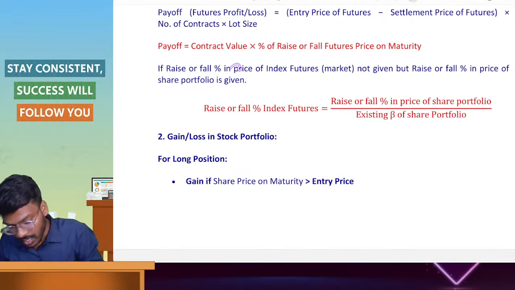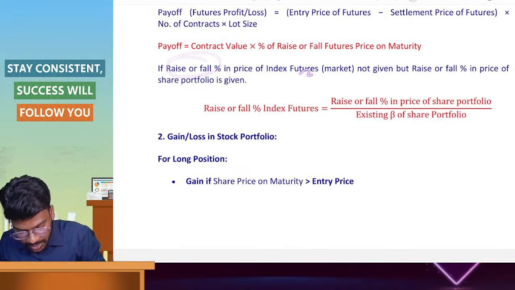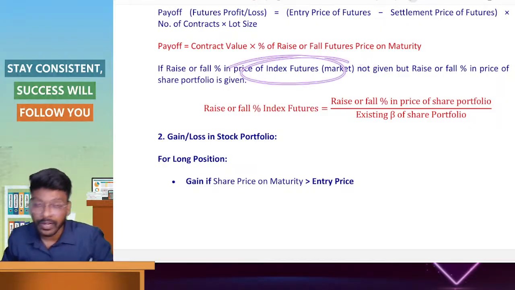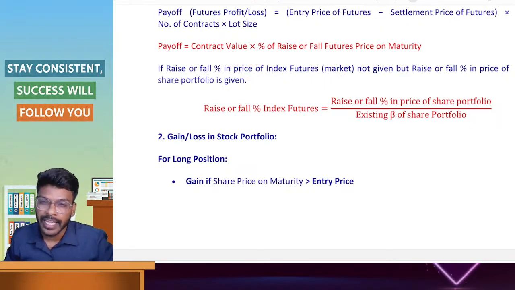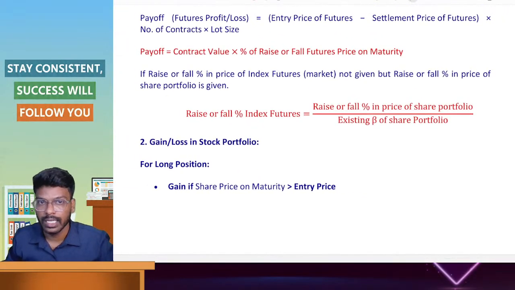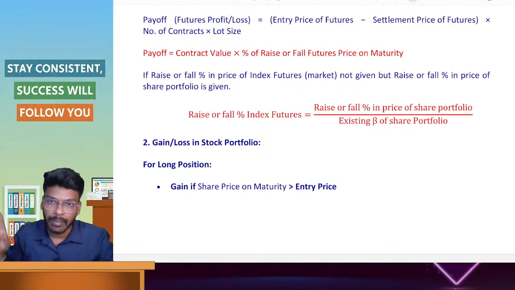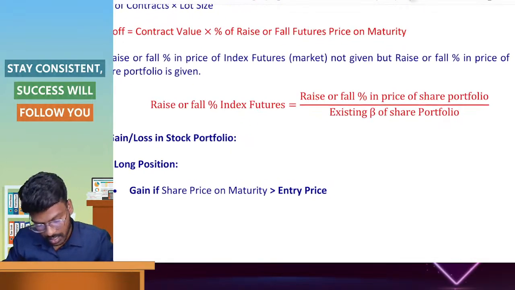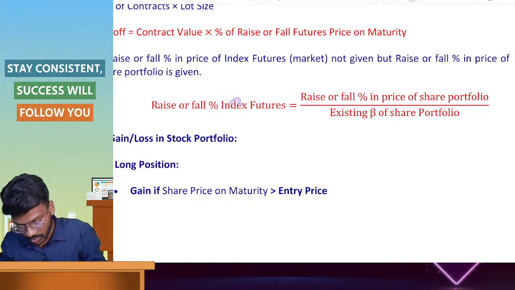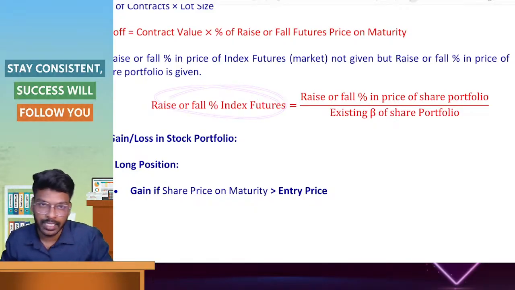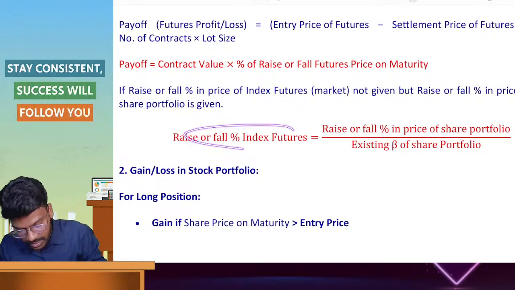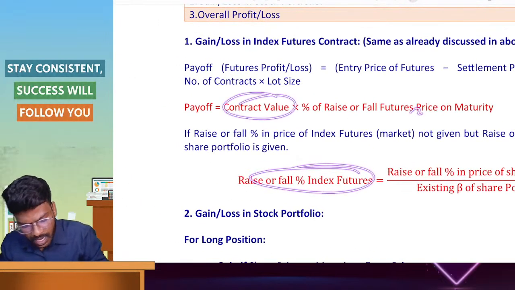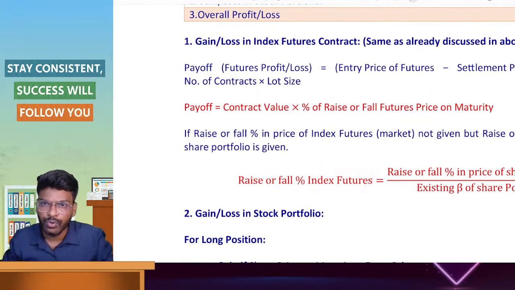Next, if the rise or fall percentage of price of index is not given, any information will be given in the question. There are two pieces of information that can be available in the question. First one is the rise or fall percentage of index. If rise or fall percentage is given, contract value multiplied with rise or fall will give you the payoff. It can be a gain or loss.